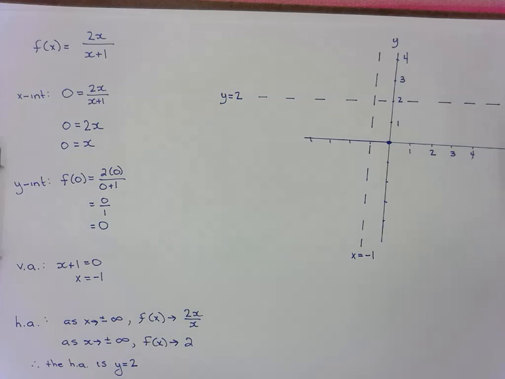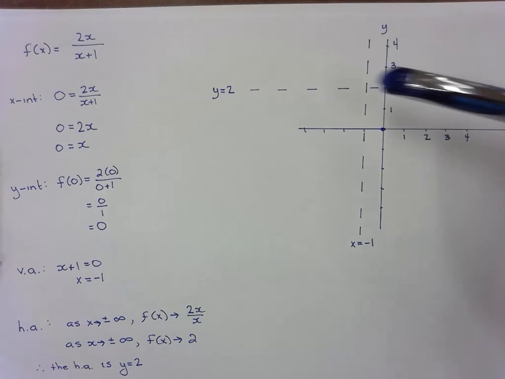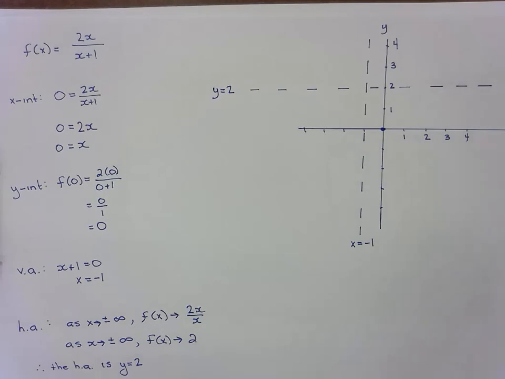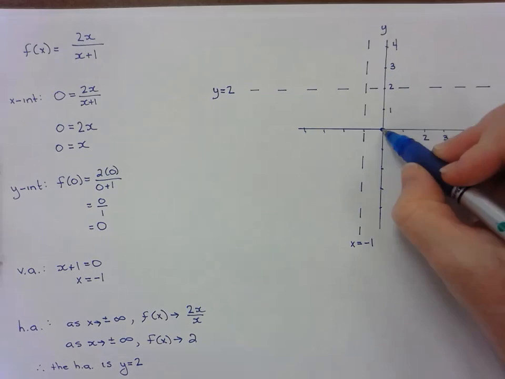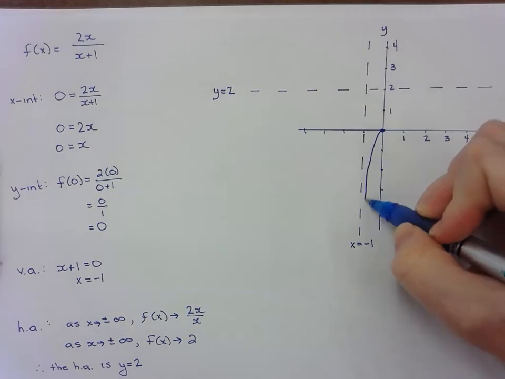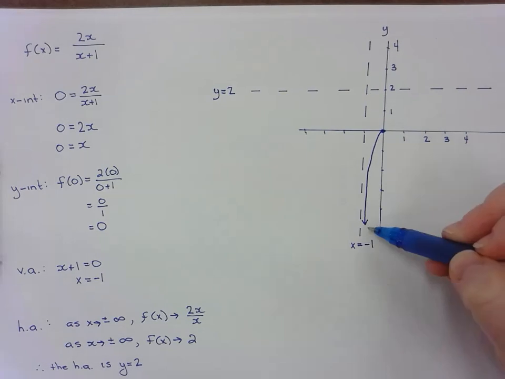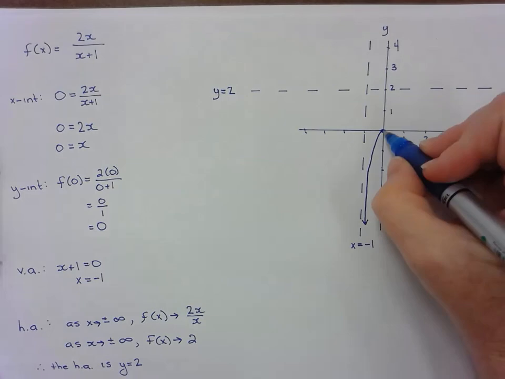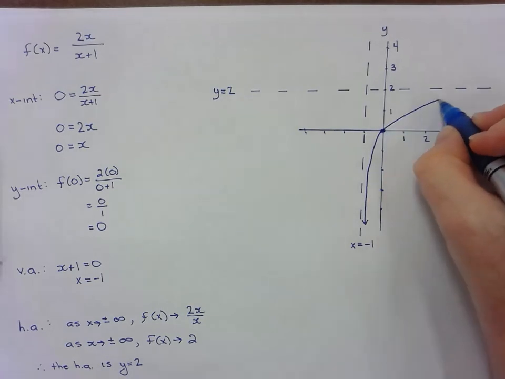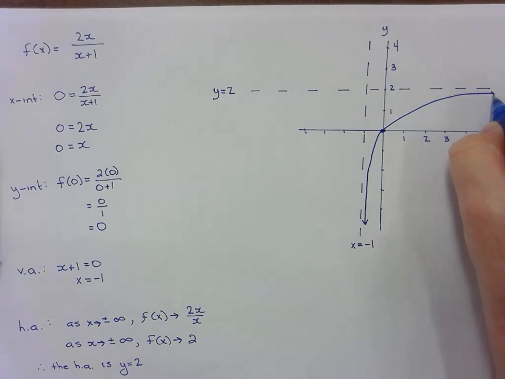All right, next I want to figure out how my graph is going to approach my vertical asymptote and my horizontal asymptote. Because I have an intercept on this side of the function, I can assume that it is going to approach my asymptote coming in this direction, approaching negative infinity when I come in from the right-hand side, and as I approach positive infinity in my end behavior, I'm going to approach this asymptote here.